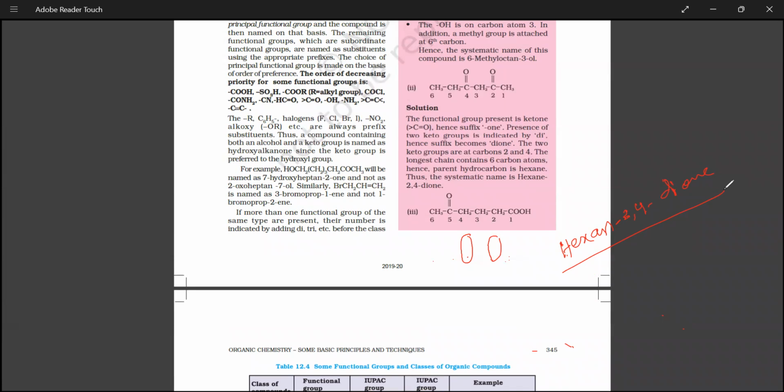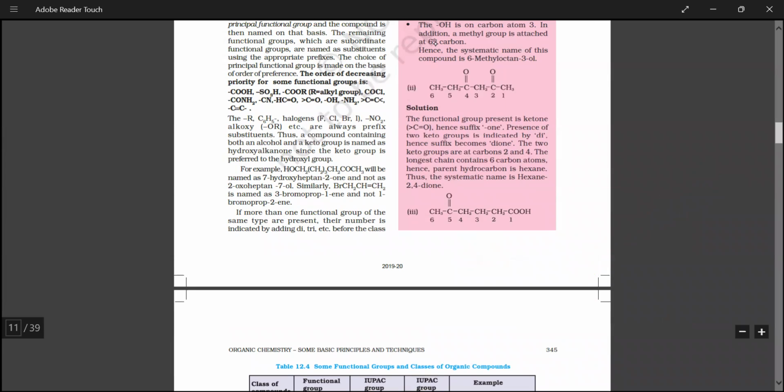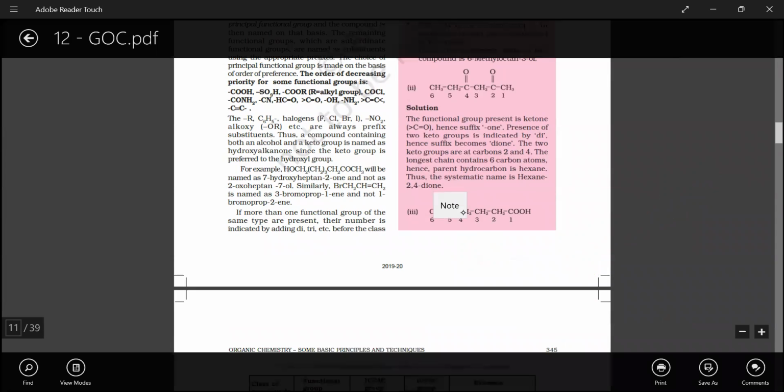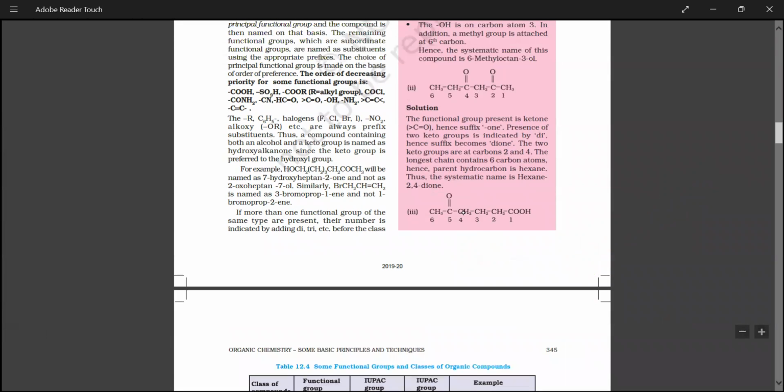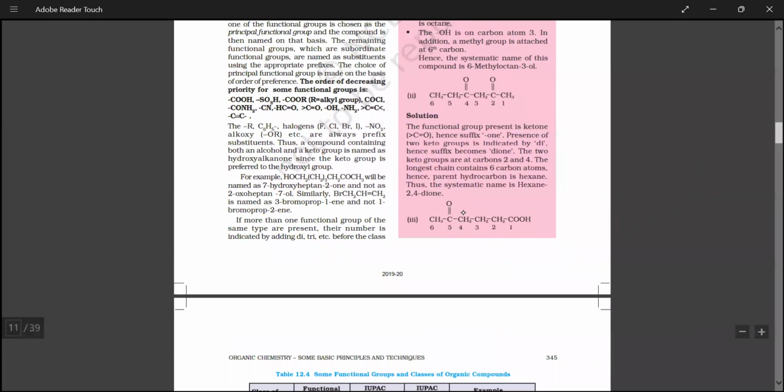What next is? See what next is here. 1, 2, 3, 4, 5. On fifth, keto is there. If it is a suffix, then one. And if it is a prefix, then keto.